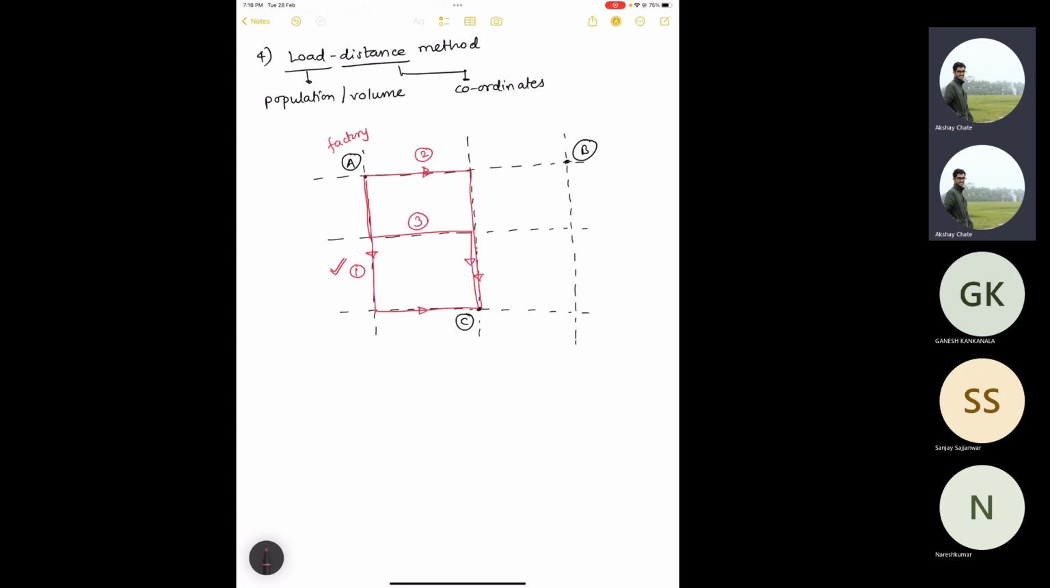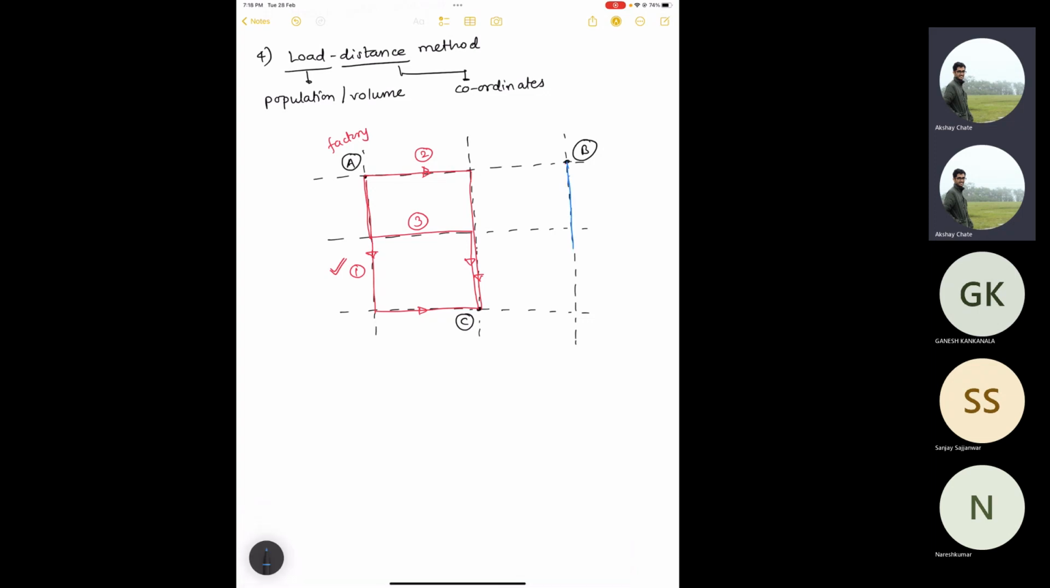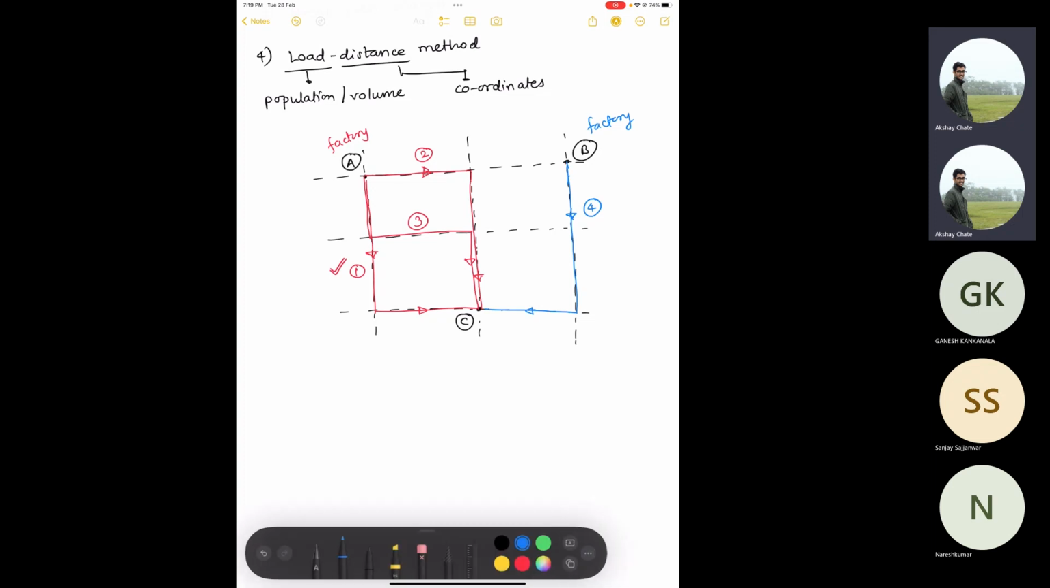now comes the question, because then you'll do the same analysis for factory B, and you realize that from factory B to C, there also exists a path which has the same distance as that of path 1. So path 4 and path 1 are of the same distance, approximately the same. So now you are stuck. Now you are wondering, from where should I source the product to this warehouse? From which factory should I source it?